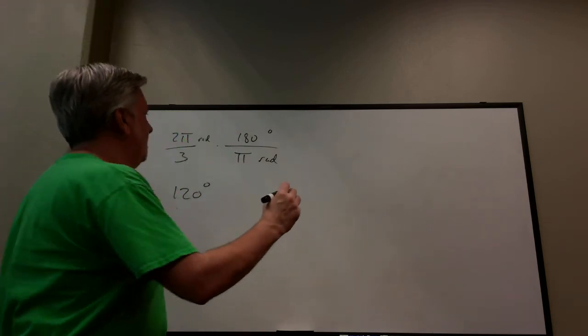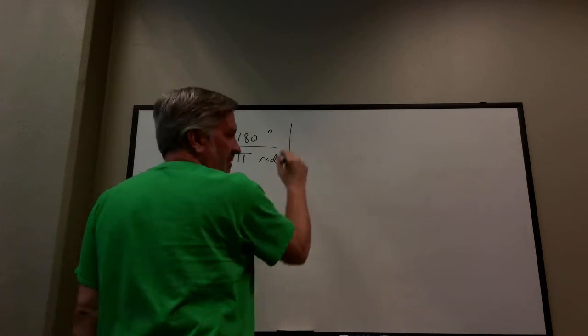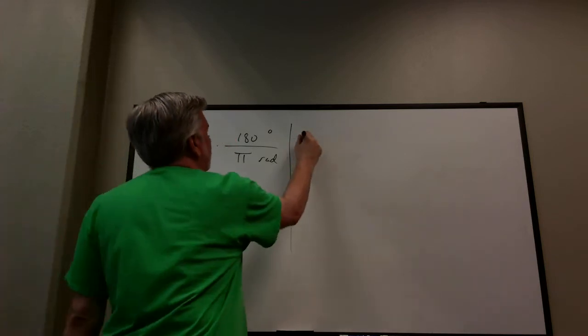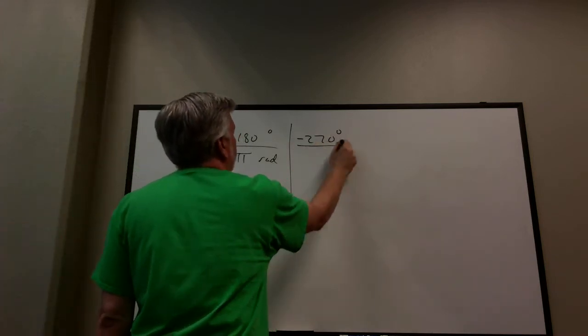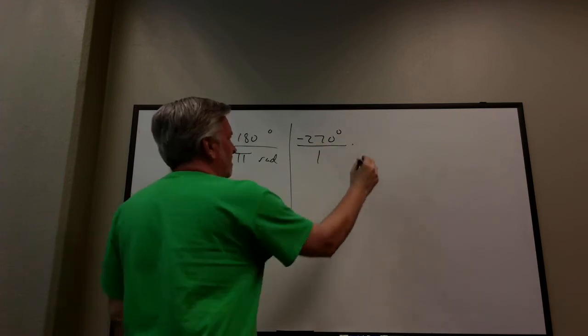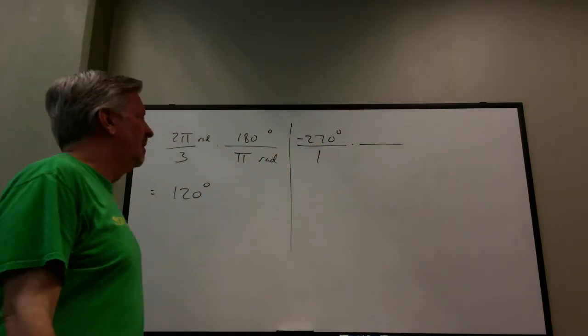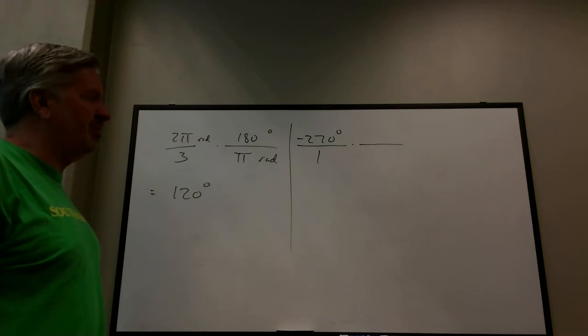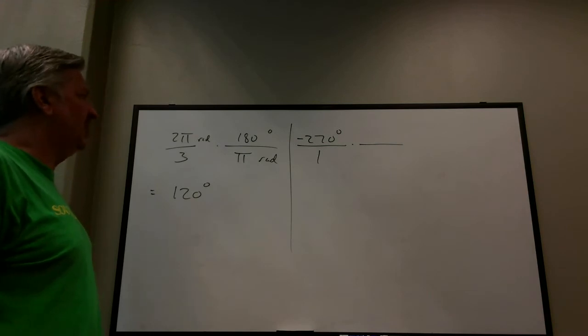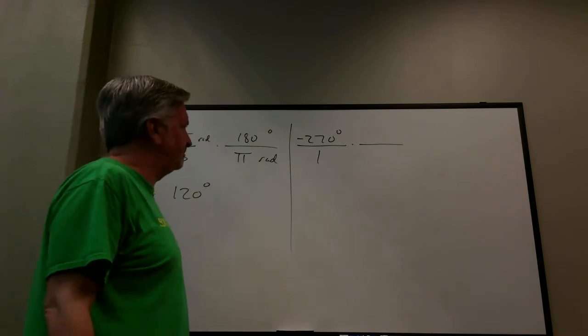The next one, B, says negative 270 degrees. Again, I'll put it over 1 to make it look like a fraction. All right, go ahead and put your units and your numbers in there first. I'll give you 10 seconds to do that.